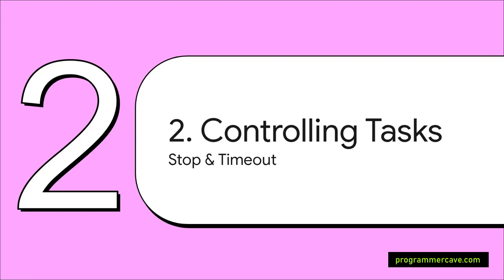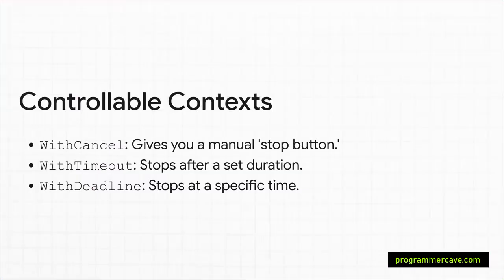All right, now that we've met the manager, let's give them some actual controls. The power to set some hard deadlines and a big red stop button. You're almost never going to use the base context directly. Instead, what you do is you create a new, more powerful context from an existing one. WithCancel basically gives you a function that acts as a manual stop button. Then you've got WithTimeout and WithDeadline, which are your automatic time-based kill switches.